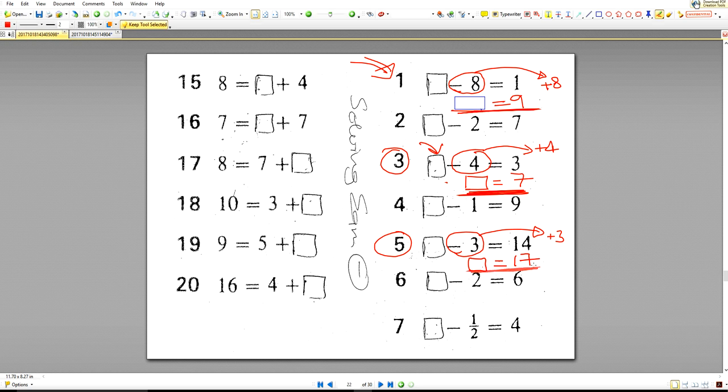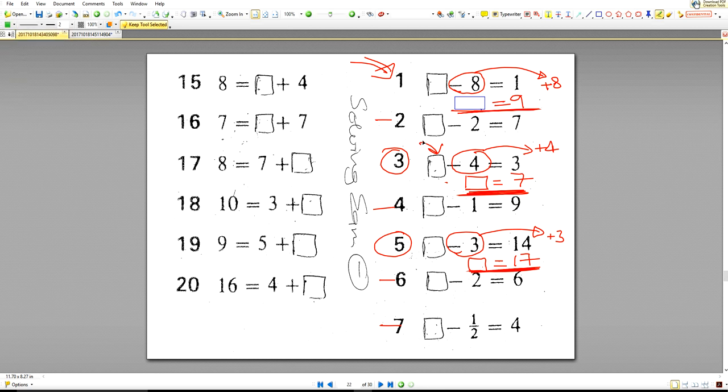17. Okay, so I've left some questions for you to do there on that's half of the page. So can you please have a go at question number 2, question number 4, number 6, and number 7 while I pause. Go.